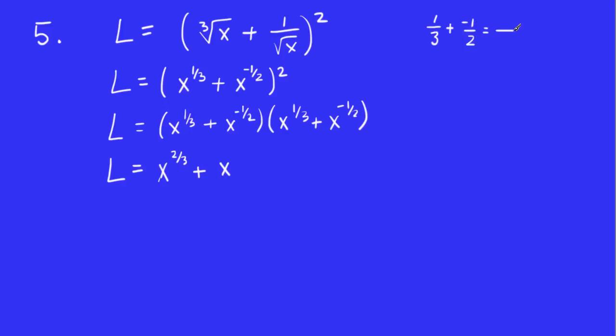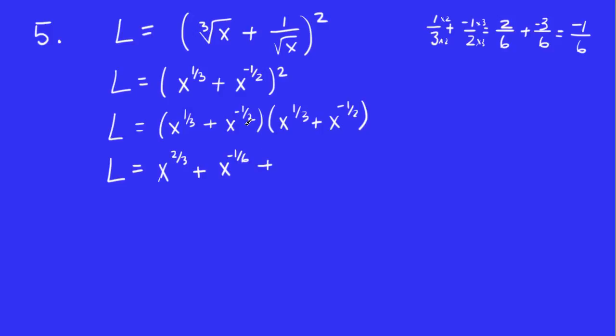Well, let's make a common denominator of 6, okay? On this one, we're going to multiply by 2 on top and bottom. And on this one, we're going to multiply by 3. 3 times 2 is 6. 1 times 2 is 2. 2 times 3 is 6. Negative 1 times 3 is negative 3. And 2 plus negative 3 is negative 1 over 6. So this is negative 1 over 6.